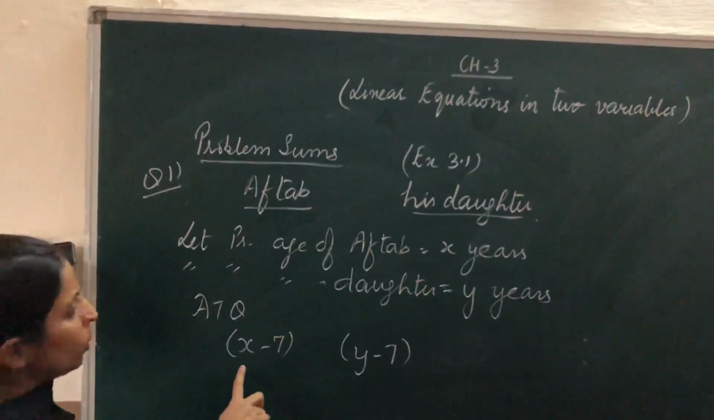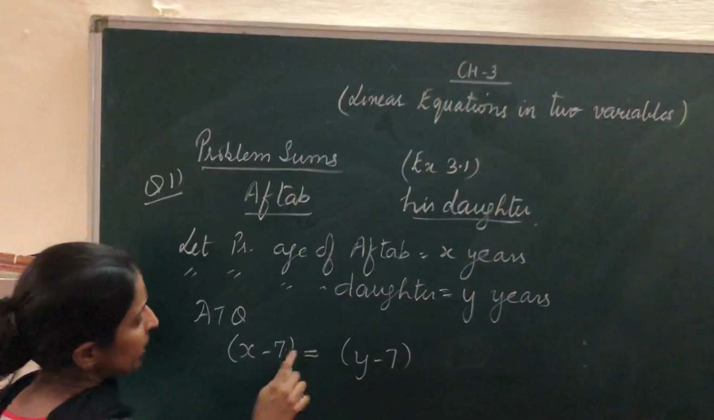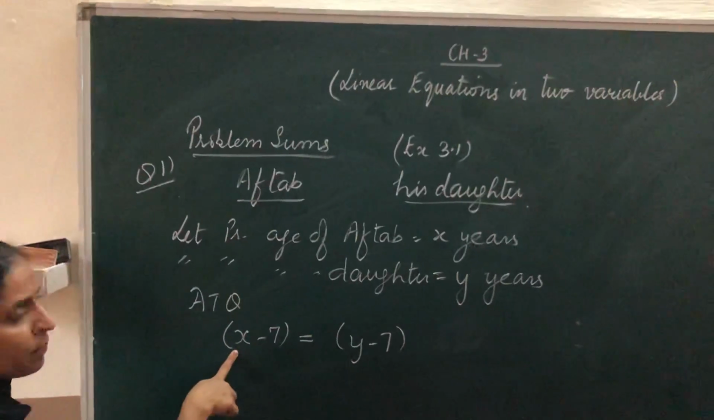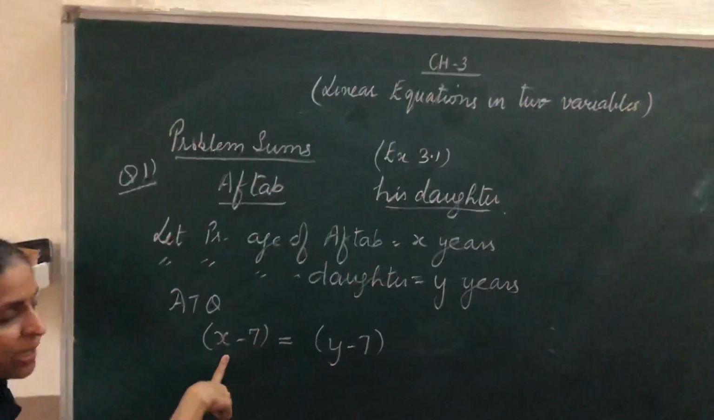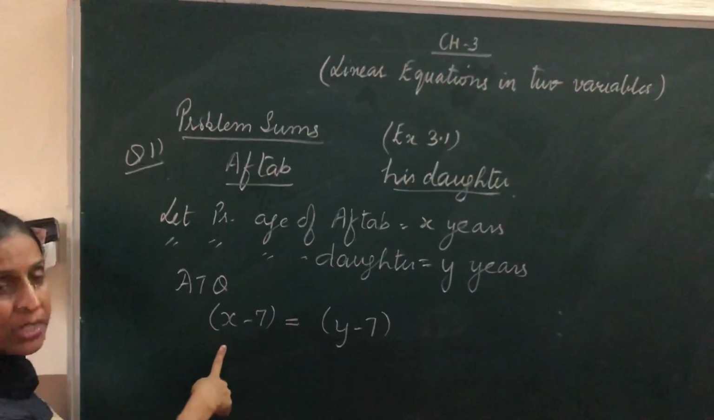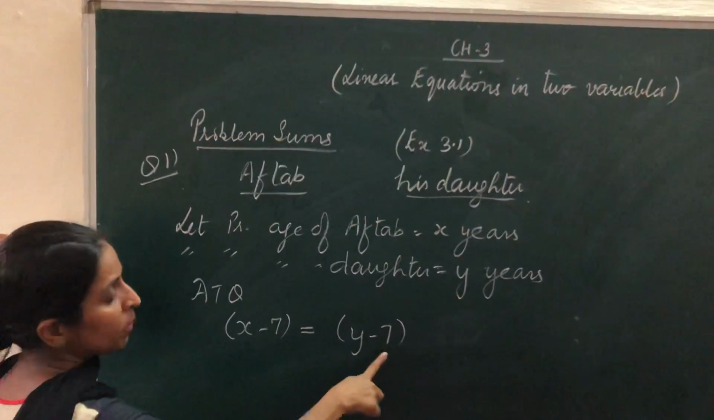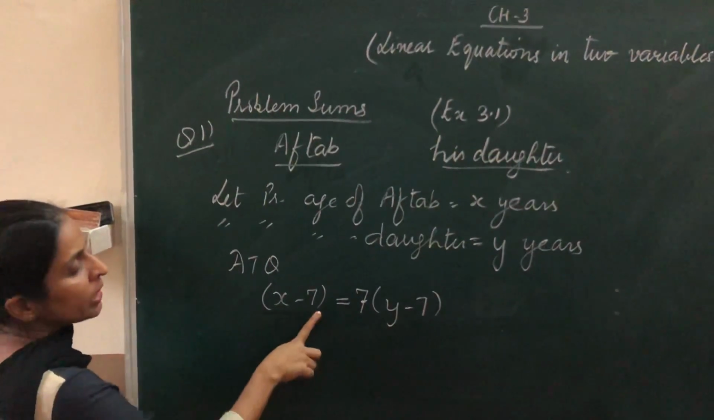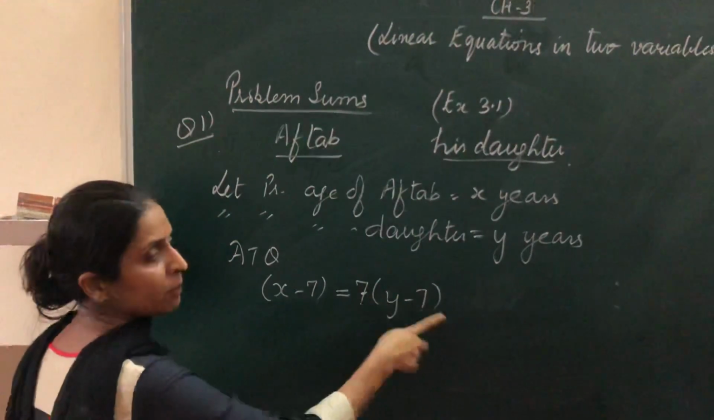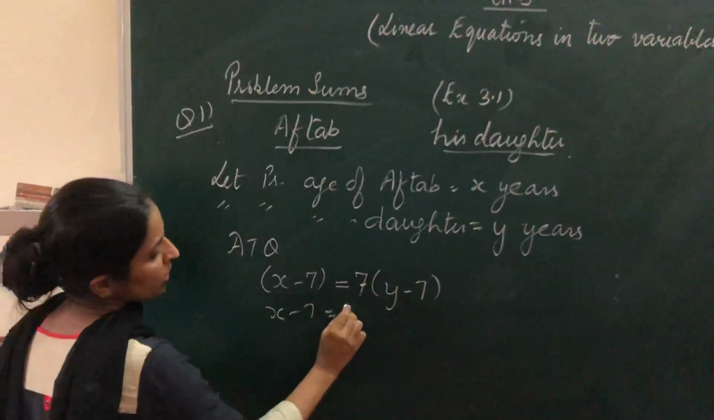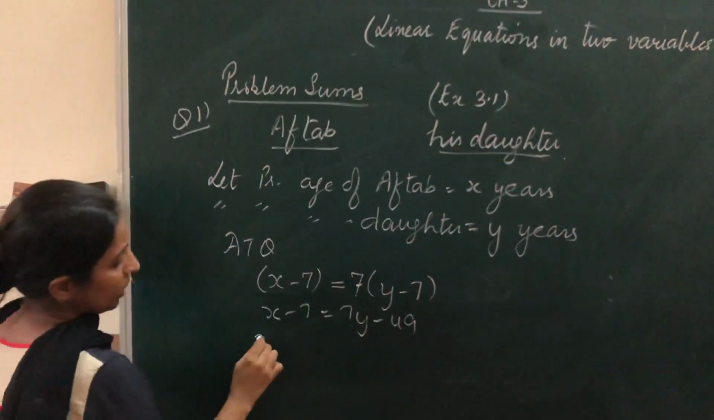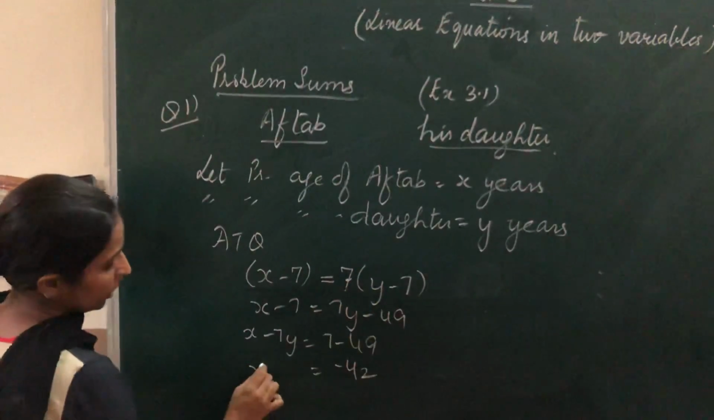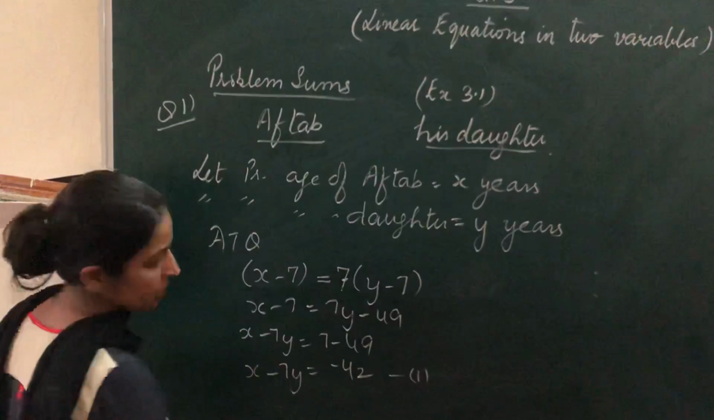To make both the sides equal, what he is saying is that Aftab is 7 times as old as his daughter. Means this number is already 7 times. If this number is 70, this is 10. This number is already 7 times. But to make them equal, we have to multiply this side with 7. So don't get confused with it, because this is already 7 times. To make it equal, we have to multiply the other side with 7. So this is 7y minus 49 and x minus 7y will become 7 minus 49, that is minus 42. This is the first equation, right?